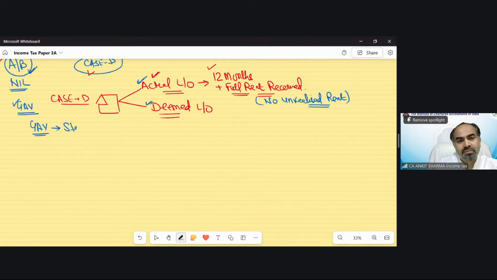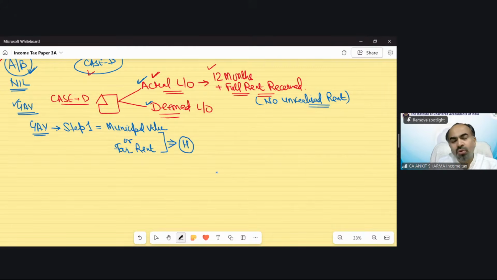Step number 1. For calculation of gross annual value, there would be 2 values which will be given in the question. One would be municipal value and there would be fair rent. That would be given in question, municipal value or fair rent. You need to compare these 2 values, municipal value and fair rent, and the higher you need to consider. The higher value you need to consider.